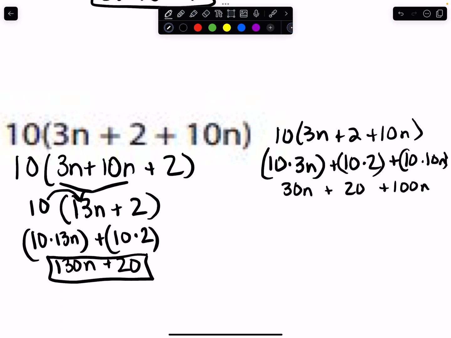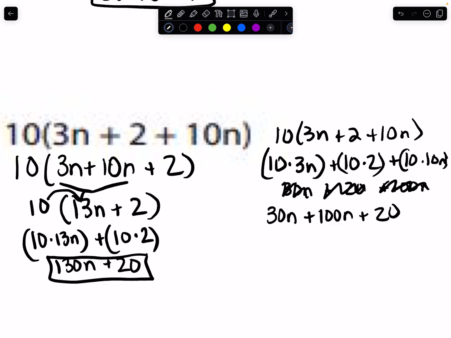Okay, now I'm going to rearrange because I know that my variables have to go together. So 30n, I did it, plus 100n plus the 20. Combine your terms, 130n plus 20.